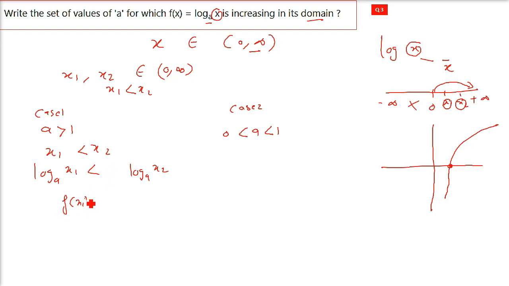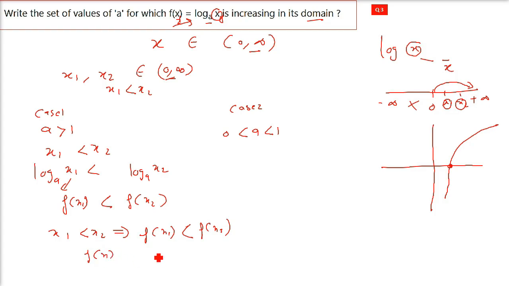You know the property of log. x1 is less than x2, so log x1 will be less than log x2 only if a is greater than 1, right? So f(x1) is less than f(x2), because this is the function. So when we took x1 less than x2, it implies that f(x1) is also less than f(x2). Then x1 and x2 belong to 0 to infinity, x1 is less than x2. That means f(x) in 0 to infinity is increasing. We have completed the question, right?